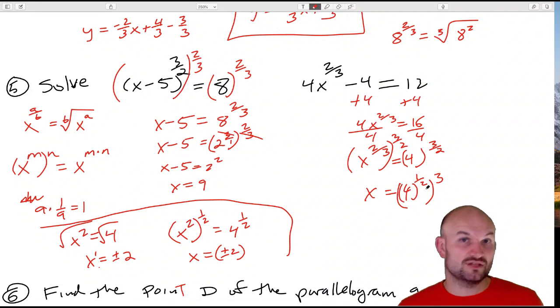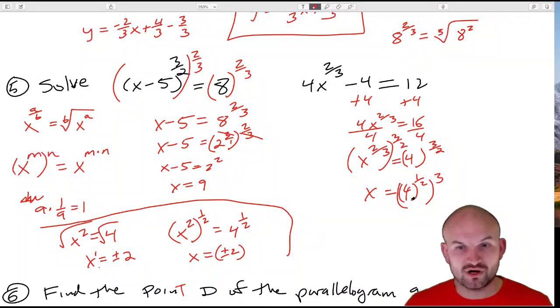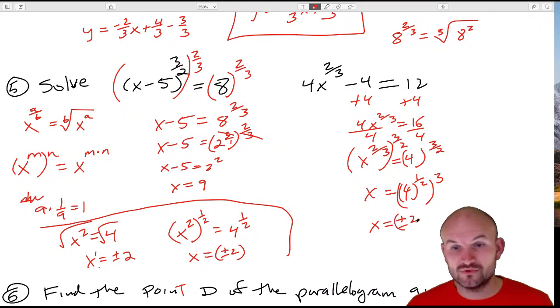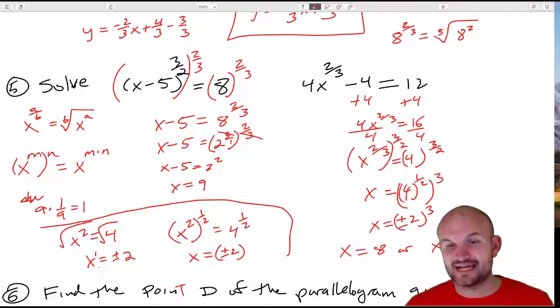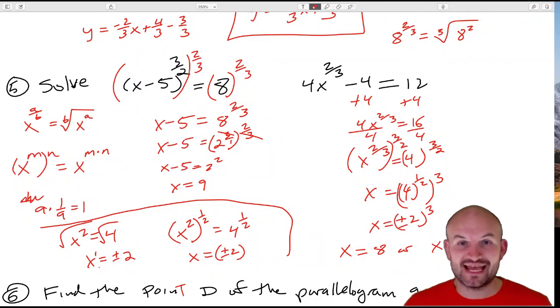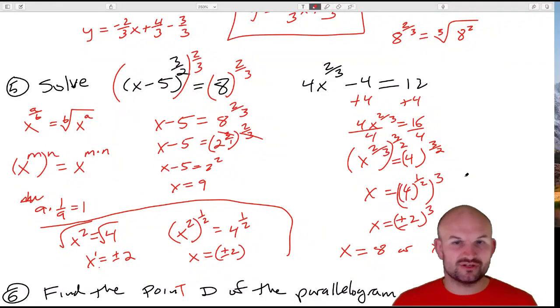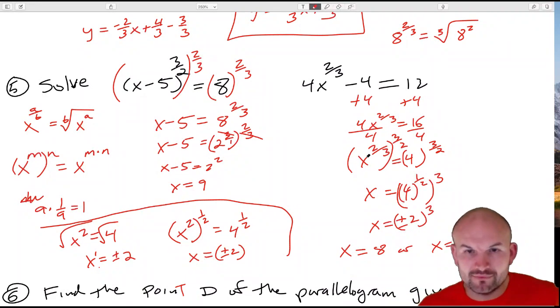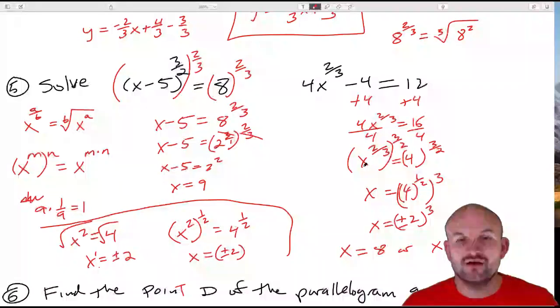Now again, 4 to the 1/2 is really like the square root of 4, which x is going to equal plus or minus 2 cubed. Okay, so therefore we're actually going to have two answers. x equals positive 2 cubed, which is 8, or x equals negative 2 cubed, which is negative 8. And then we could always go ahead and plug them in and make sure that they work for both of those.